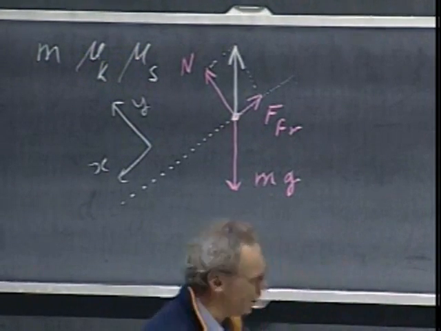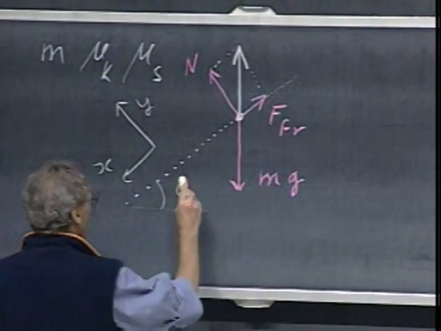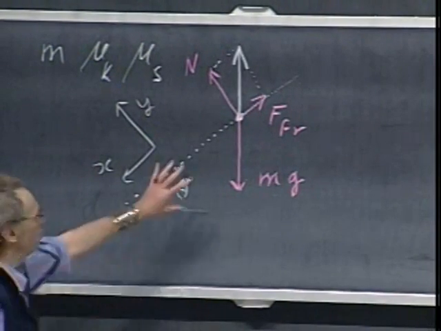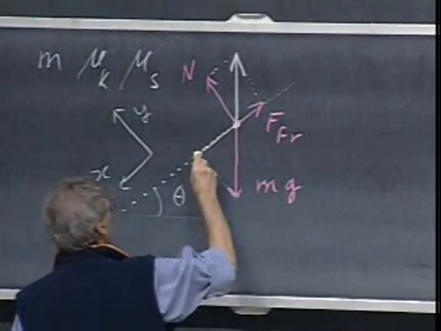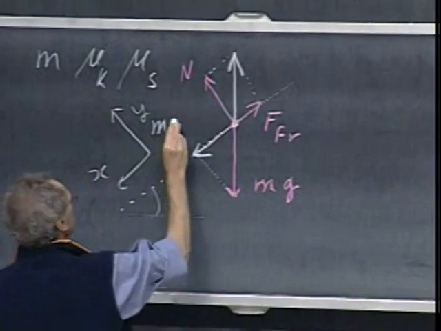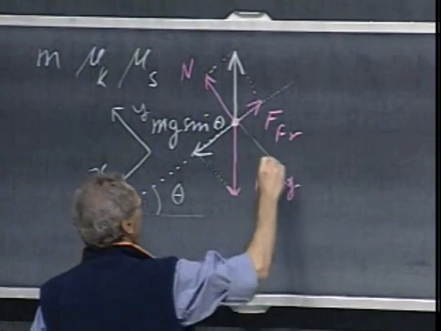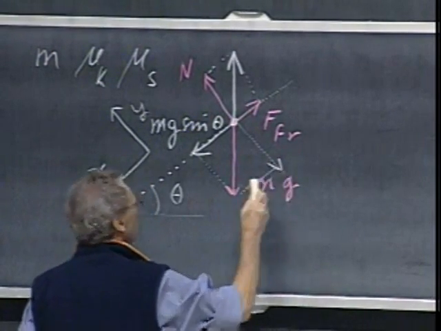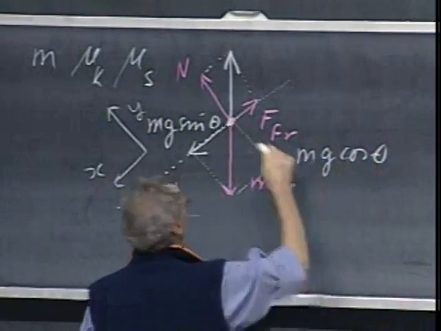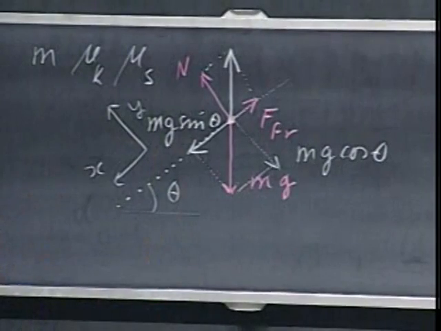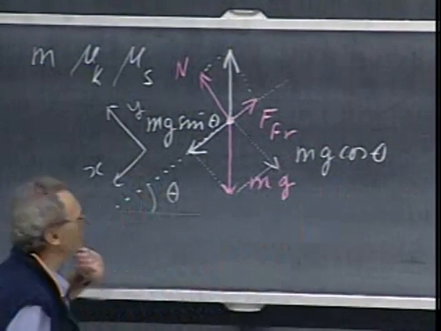All right, let's suppose now that we increase the angle theta until the object starts to slide. So now I'm going to decompose these forces. In the x direction, I have here mg sine theta, and the component of gravity in the y direction equals mg cosine theta. Since there is no acceleration in the y direction, the normal force must also be mg cosine theta.